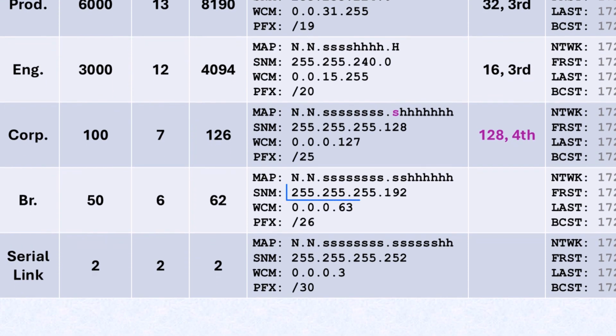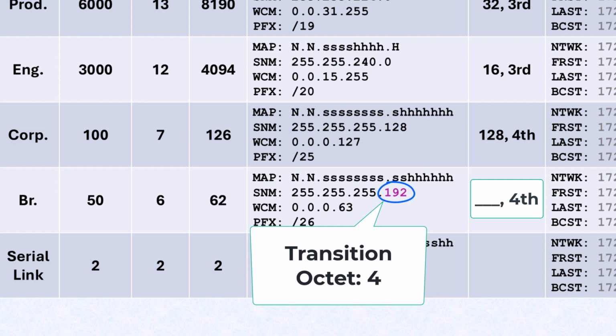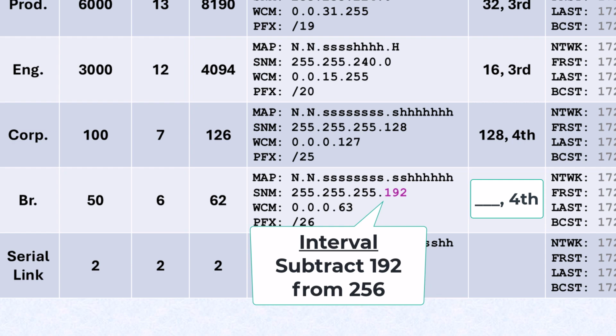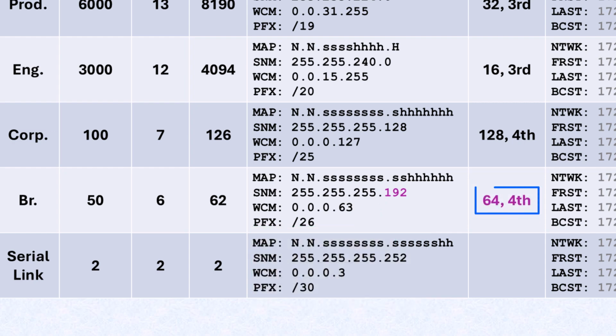Using the subnet mask method for the branch office, note that octet 4 is the rightmost octet that is not a 0. This means octet 4 is the transition octet. To determine the interval, subtract 192 from 256. That is, 256 minus 192 equals 64. The interval is 64, and octet 4 is the transition octet.